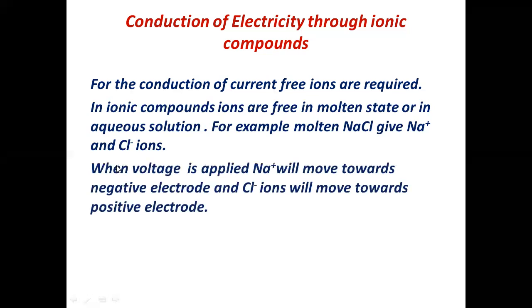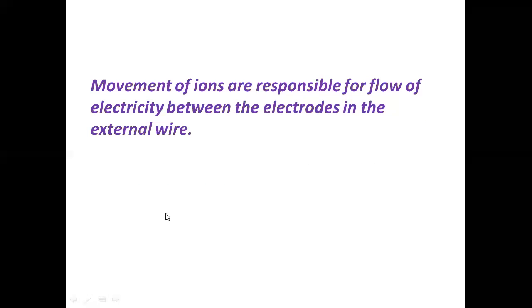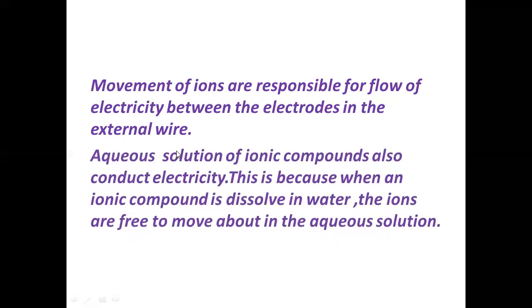When voltage is applied, sodium ions will move toward the negative electrode, which is also called the cathode, and chloride ions will move towards the positive electrode, which is called the anode. Electrodes are actually metallic rods, and they have positive or negative charge, and then oppositely charged ions will move toward those electrodes. Movement of ions is responsible for the flow of electricity between the electrodes in the external wire. The external wire is attached to the battery or cell.